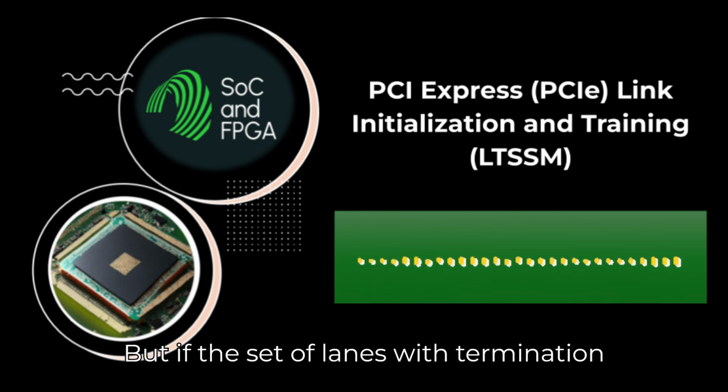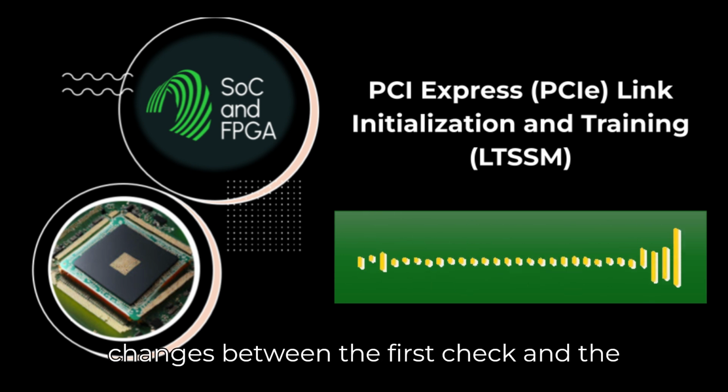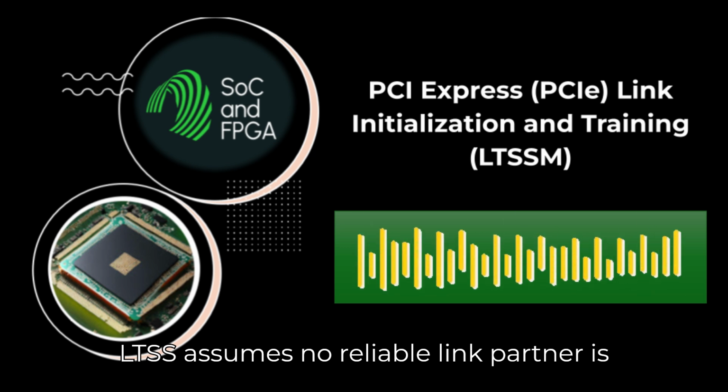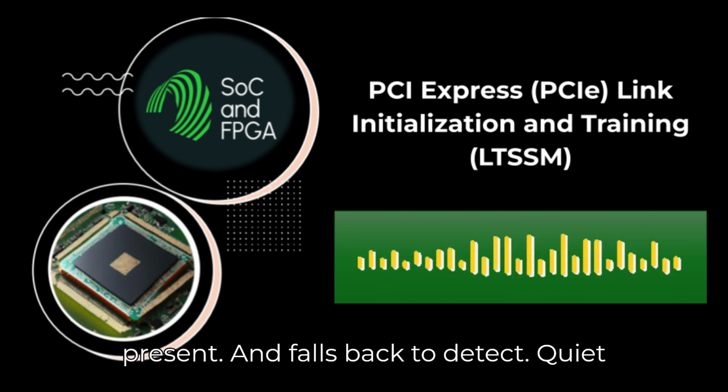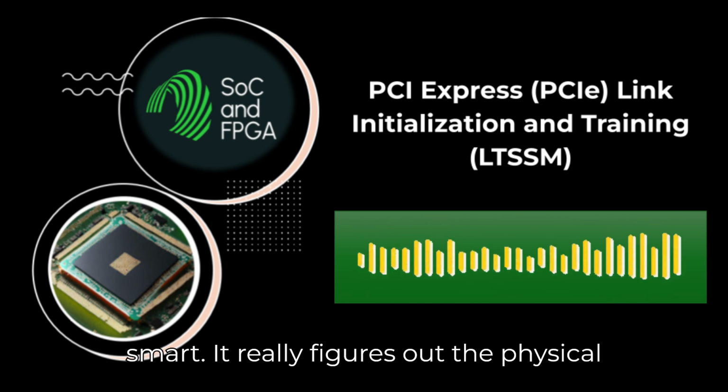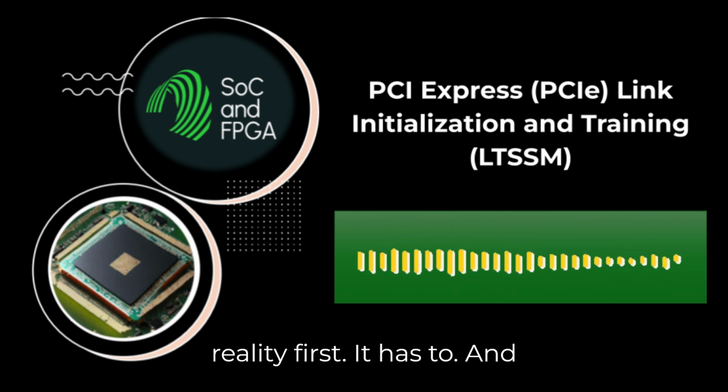Exactly. But if the set of lanes with termination changes between the first check and the second check, that's unstable. The LTSSM assumes no reliable link partner is present and falls back to detect.quiet to start over. Wow, okay. That's pretty smart. It really figures out the physical reality first. It has to.